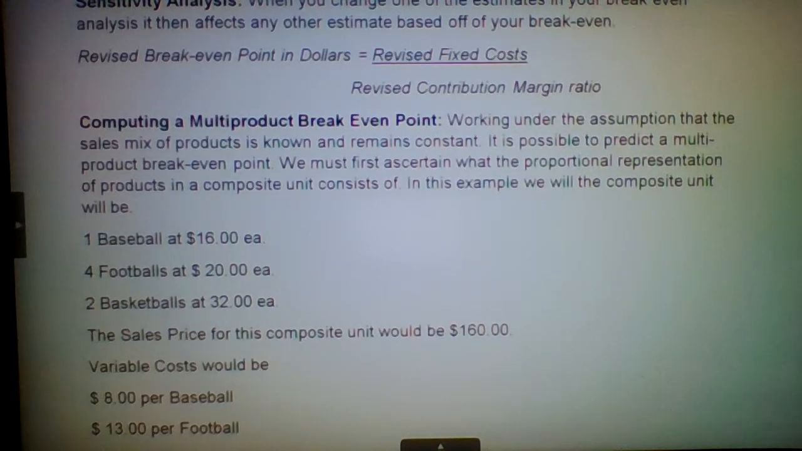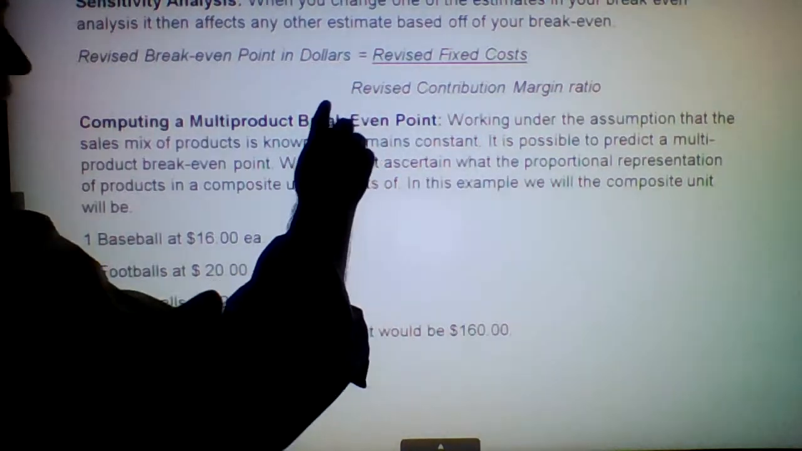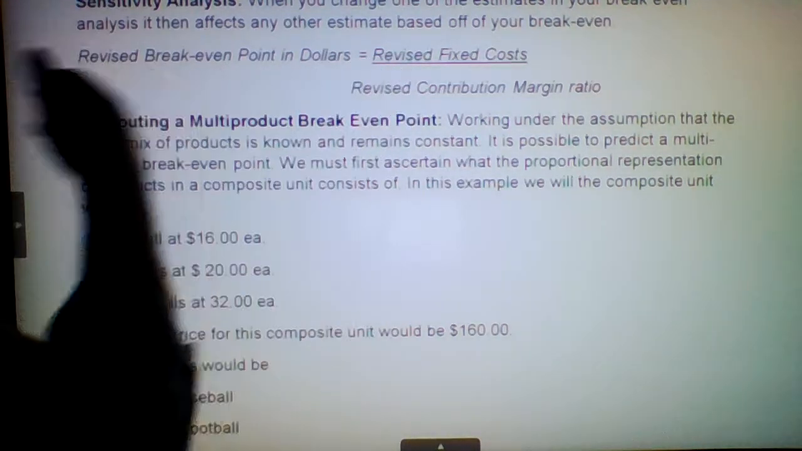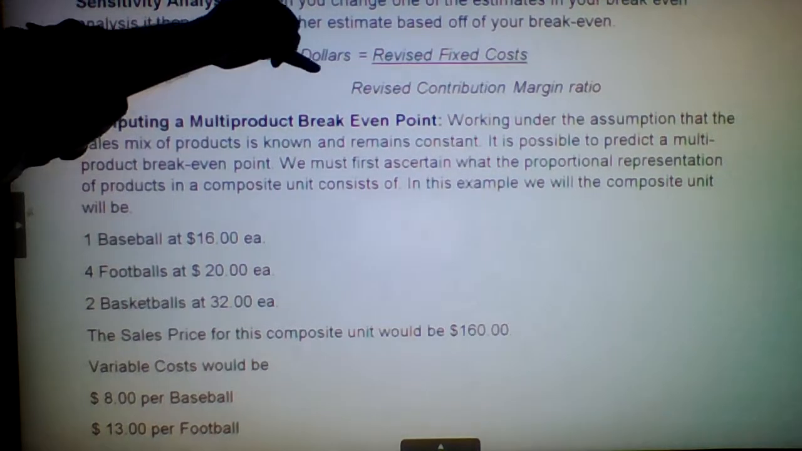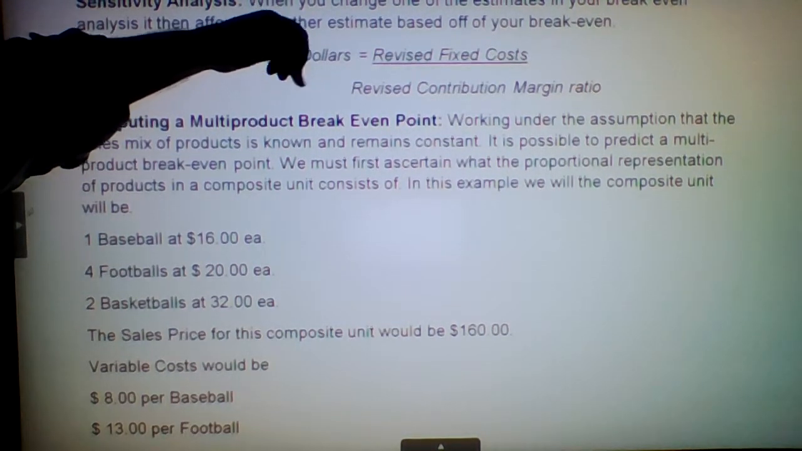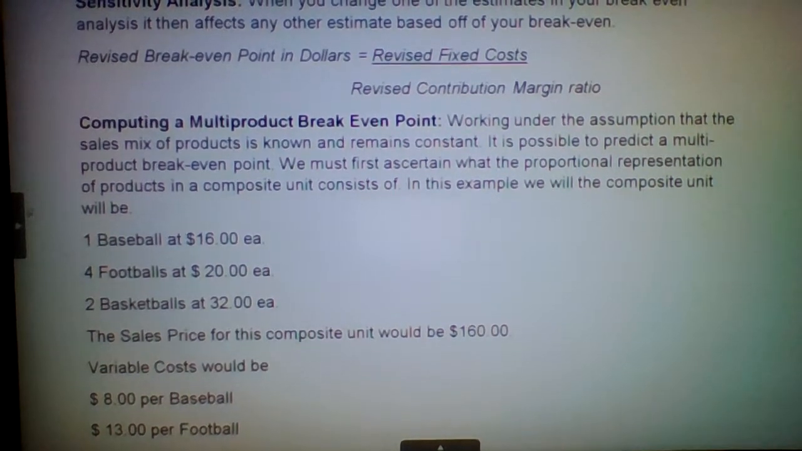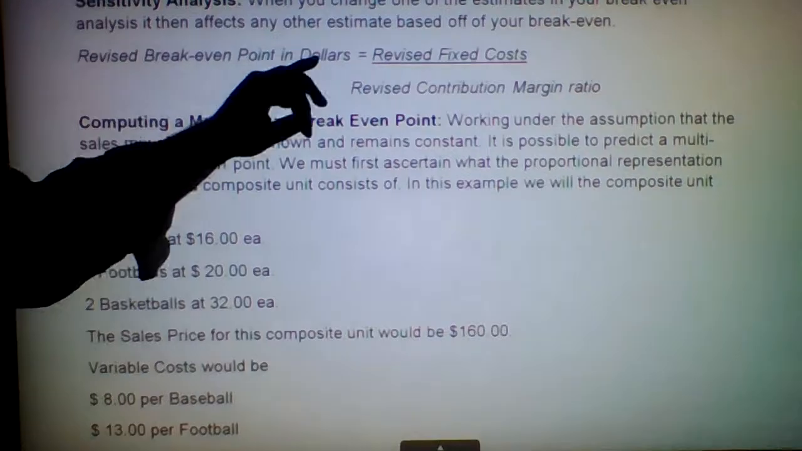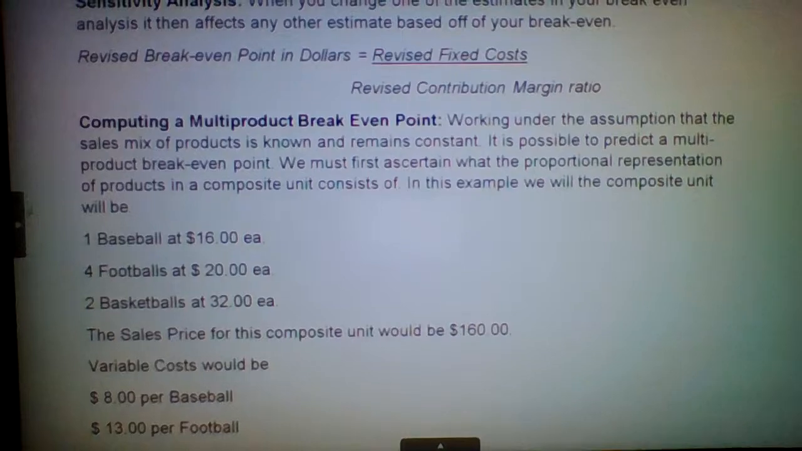Sensitivity analysis. You would first have to figure out what your revised break-even point in dollars is. So you would have your revised fixed costs divided by your revised contribution margin ratio. As an example, remember we said that out of $100, $30 of it was your contribution margin. Well, say that number changes and now it becomes some other number. Your revised break-even point number will change, and you will have to do it by your revised fixed cost divided by your revised contribution margin ratio.